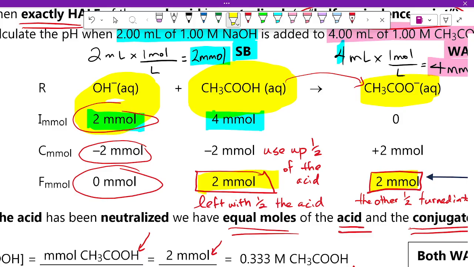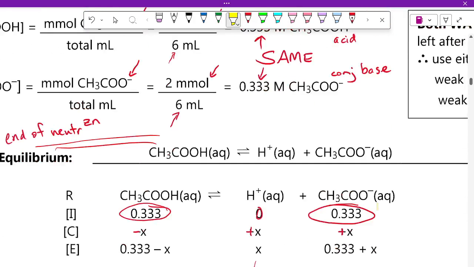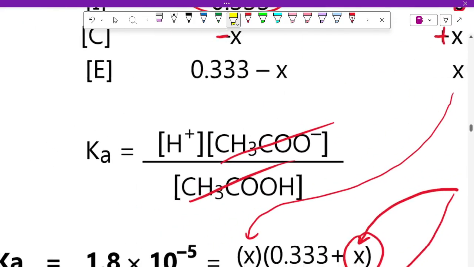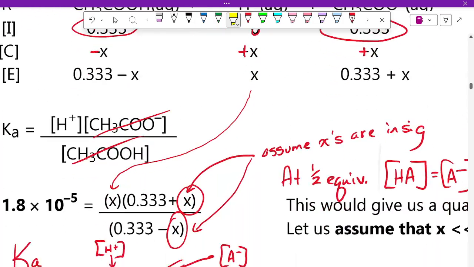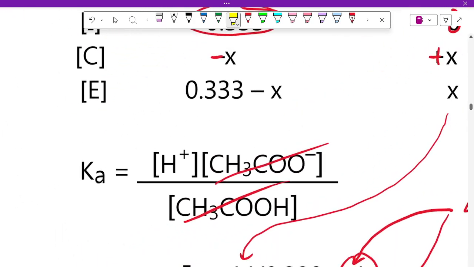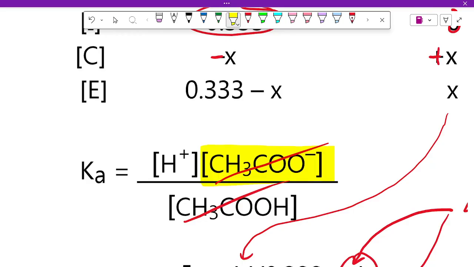Okay? So when they are in equal proportions, then that means, and we did a bunch of math around it, we did the plus x, minus x, yada, yada, yada, assume the x's are insignificant, but the main point of it is that these two were equal. And if those two are equal, then we can cancel them out.